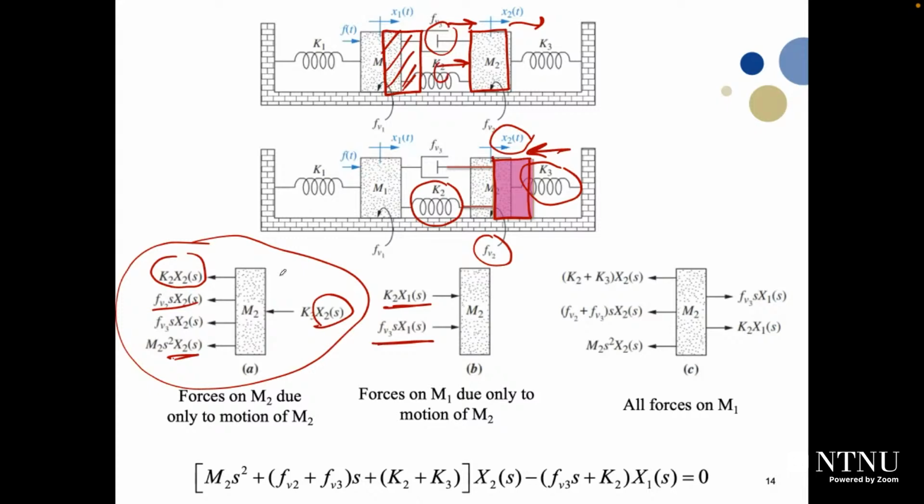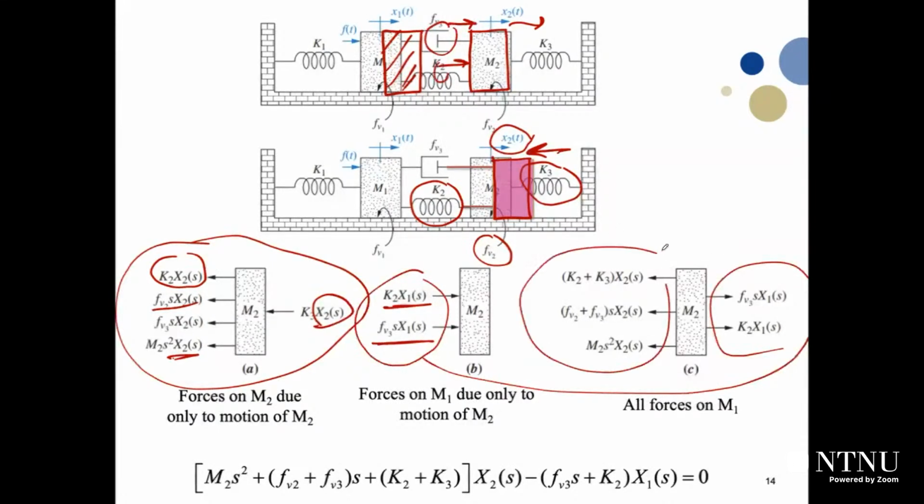Using superposition, we will just add those forces together, but just consider the direction. As you can see here, all forces in figure A are acting to the left-hand side. Forces in figure B are acting to the right-hand side. So just take the summation, as you can see here. Just draw those ones to the right-hand side, and those ones take summations and put them on the left-hand side. So we will have here K2 plus K3, so it will be K2 plus K3 multiplied by X2 of S. We will have FV2 plus FV3 multiplied by S X2 of S. We will have M2 S squared multiplied by X2 of S. And on the other side, we will have K2 multiplied by X1 of S and FV3 S X1 of S.